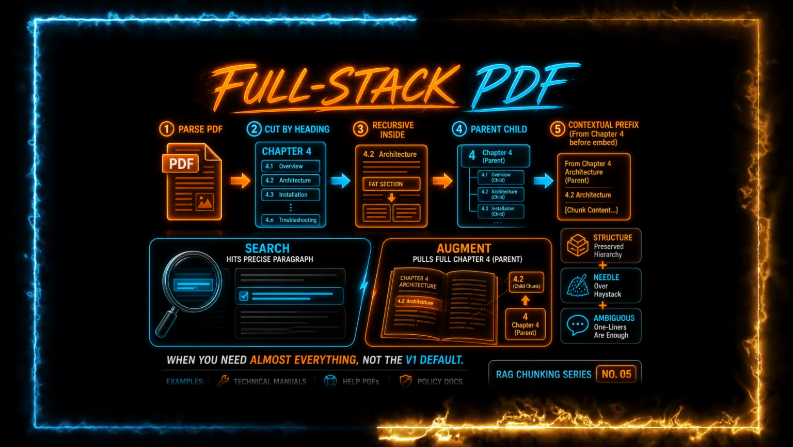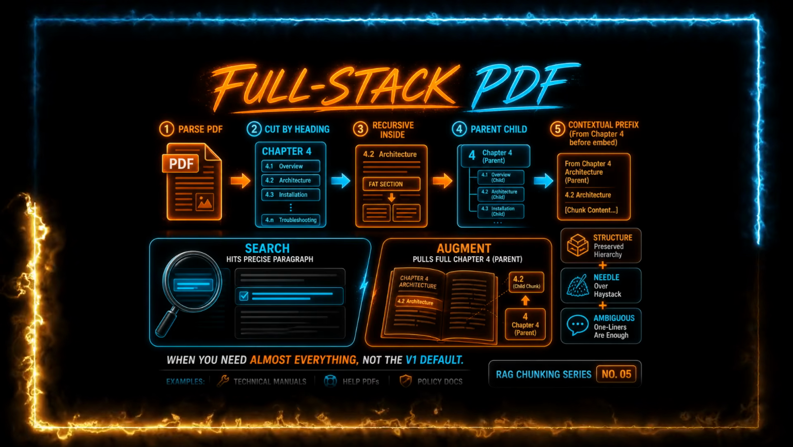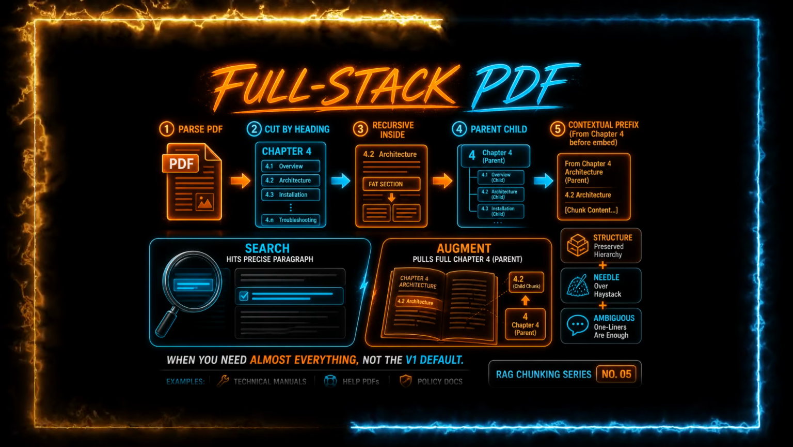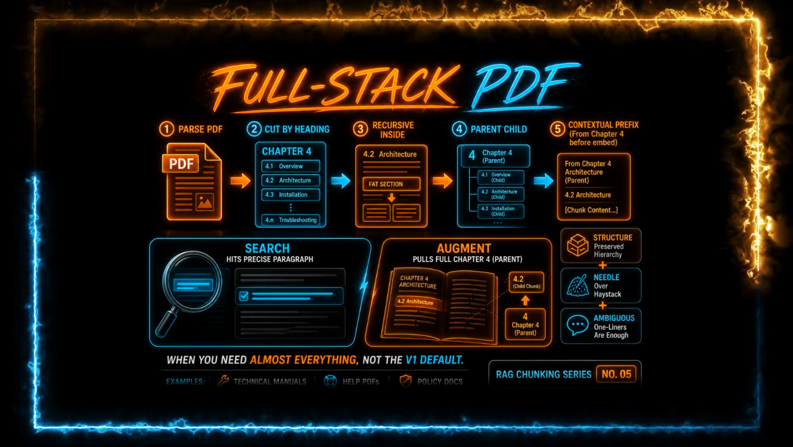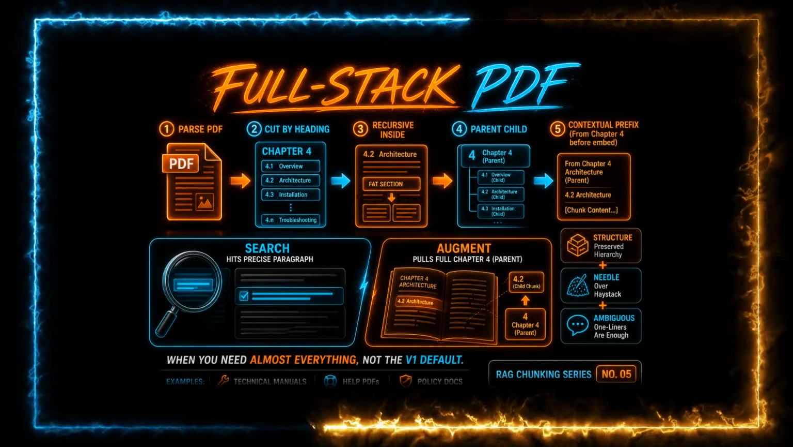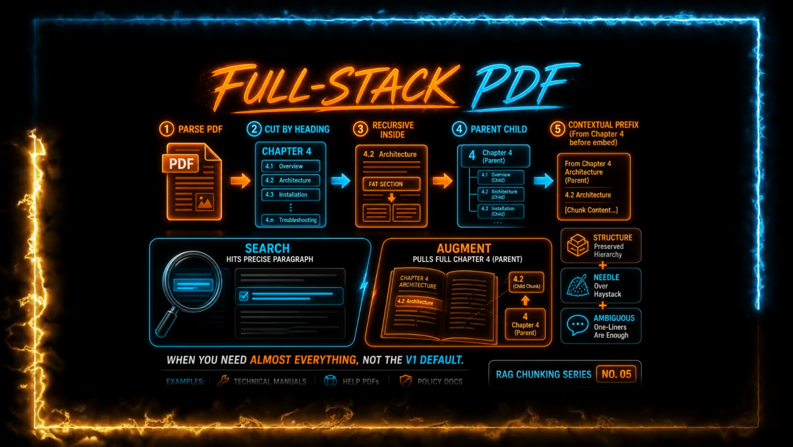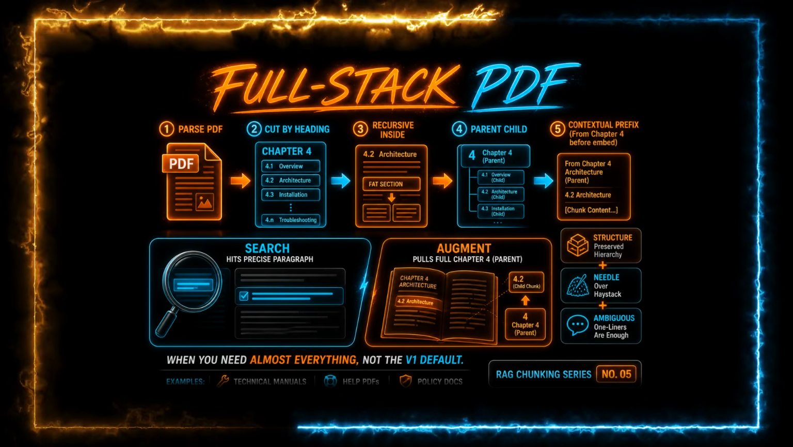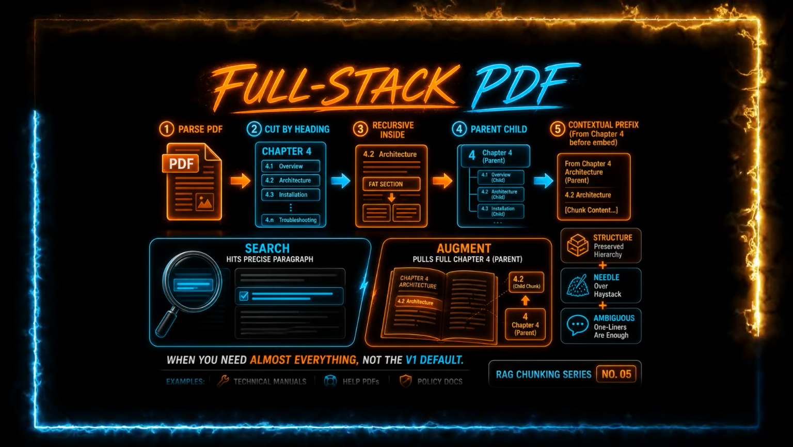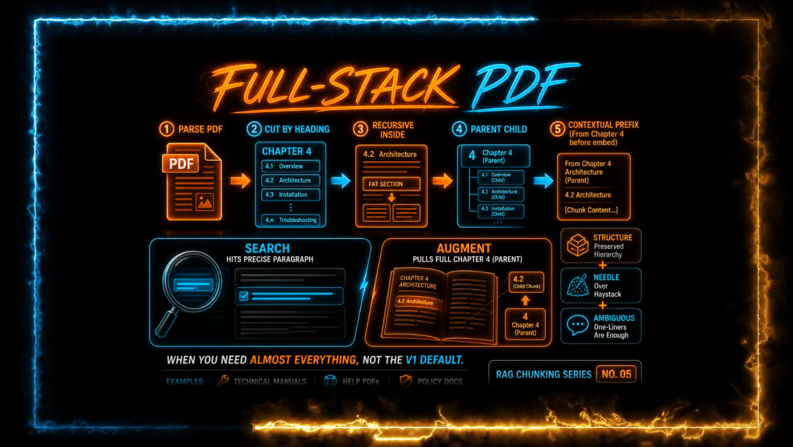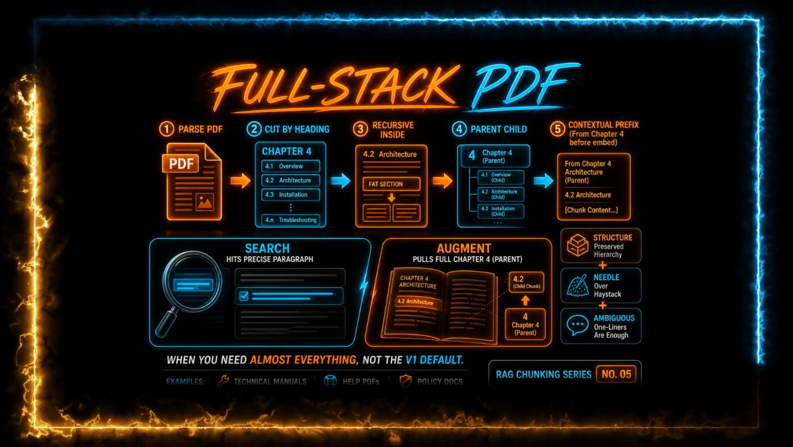Use it for technical manuals, help PDFs, and long policy docs where structure, search precision, and framing all matter. Pros: stack structure, hierarchy, and contextual retrieval in one pipeline. Matches how teams actually ship unstructured corpora. Each layer fixes a different failure mode.